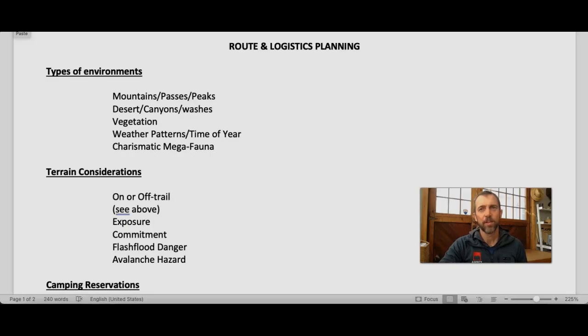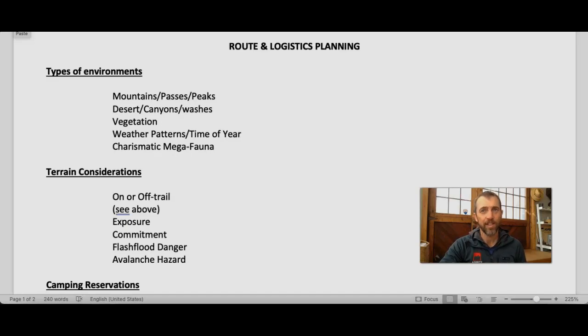Grizzly bear, no brainer. There are areas in the US, in the western US, that have large populations. You can do your homework and figure out what's the density of the grizzly population, as well as if there have been historically any problems with those grizzly bear. It's not a reason to not go, but it's a reason to take certain precautions.